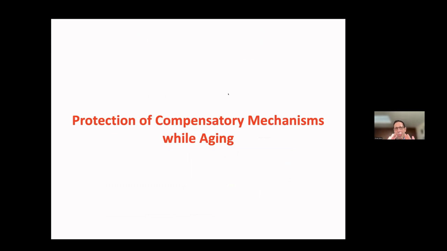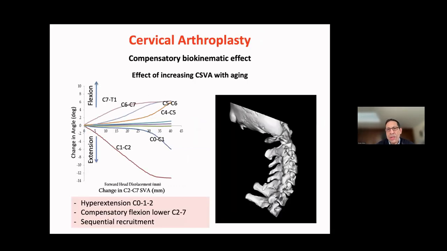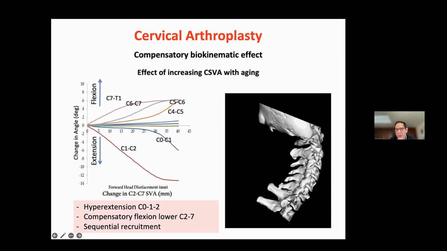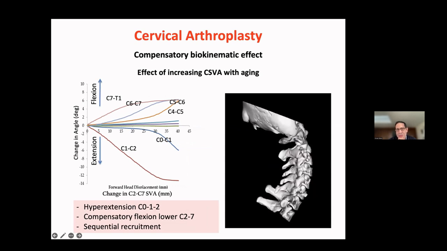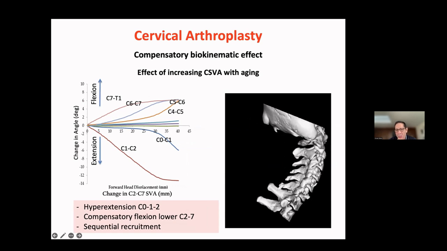This for me is the most compelling argument for using arthroplasty instead of fusion, what I call protection of compensatory mechanisms while you are aging. When we age, this is what happens: your cervical SVA increases, and there is a hyperextension at C0, C1, C2, and lower compensatory flexion.